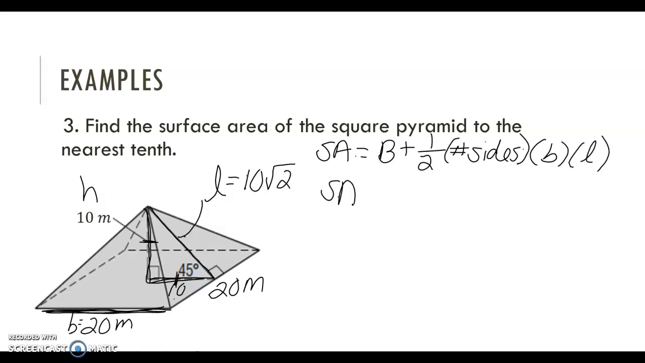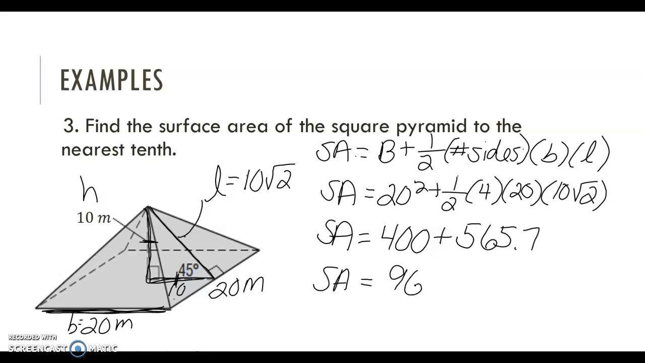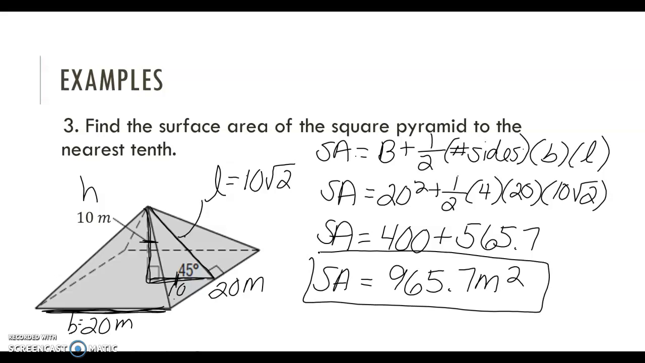Okay, substituting in. So base area will be 20 squared plus 1/2, 4 sides again. Each side is 20, and my slant height is 10 square root of 2. So 20 squared is 400, plus 1/2 times 4 times 20 times 10 square root of 2, rounded to the nearest tenth, is 565.7. If I go ahead and add that together, I get 965.7 square meters for my surface area.